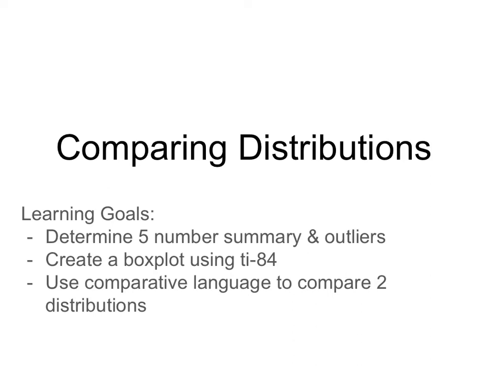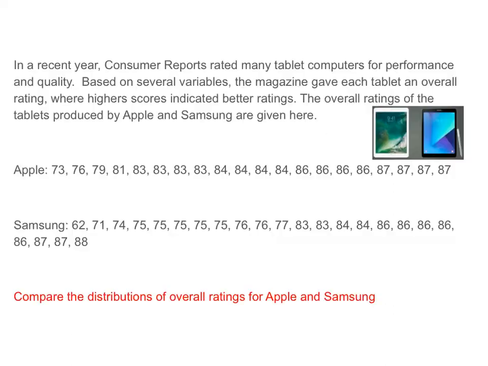In this lesson, we are going to go over comparing distributions. Our learning goals today are to determine the 5-number summary and outliers by hand, to create a box plot or 2 box plots using the graphing calculator, and then to use comparative language as we compare 2 distributions. So let's accomplish this by looking at the following scenario.